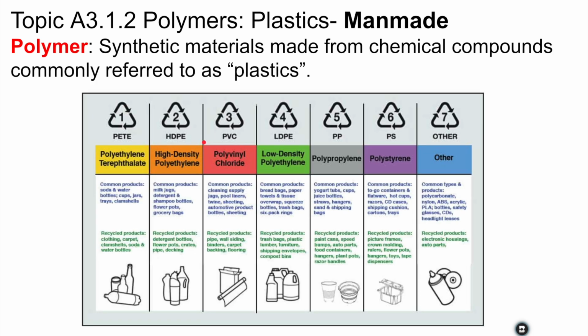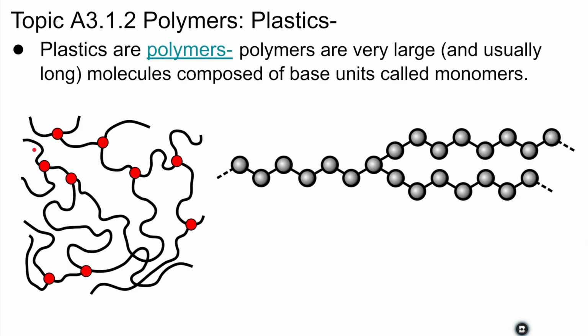So a polymer is a synthetic material made from chemical compounds commonly referred to as plastics. And here are some different types of plastics. We'll be going through those later. Plastics are polymers, and polymers are very large and usually long molecules composed of base units called monomers. So the word poly means many, mono means one, so we're taking these one mers or molecules. Mer in this case is referring to molecules, so we're taking these single molecules and linking them together in order to form long chains, which are called polymers or many molecules.